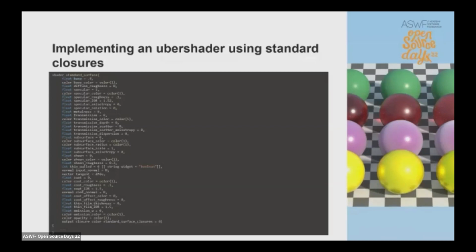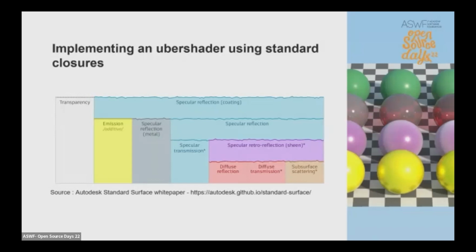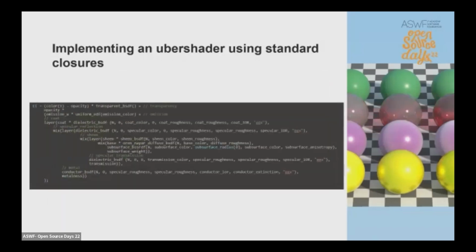And the nice thing about that new set of closures is that it is very easy to represent that somewhat complex layering model with them. So if you look at this, this is literally the code that was used to generate this image to implement the standard surface layering model. If you were to look closely at the code, it's a mix of mix and layer closures, implementing the various components of the shader. This is really now compiling and rendering in test render.